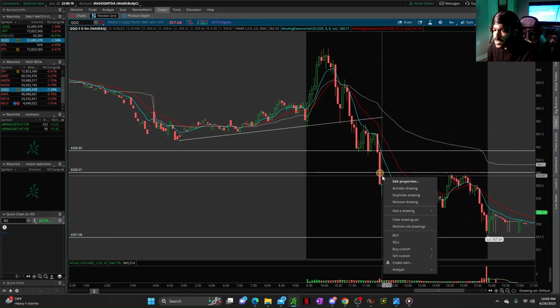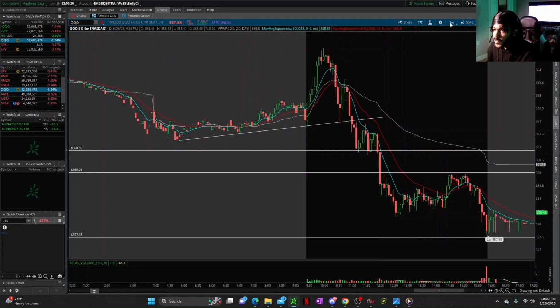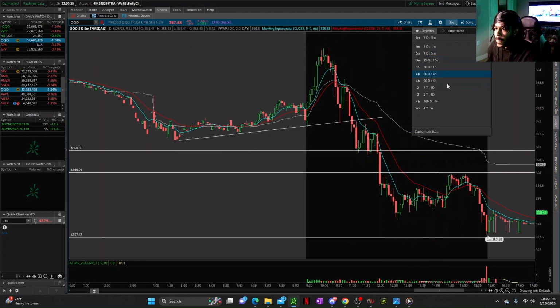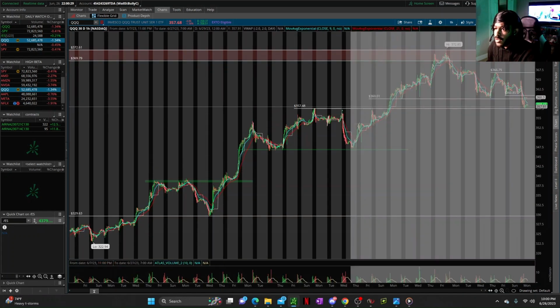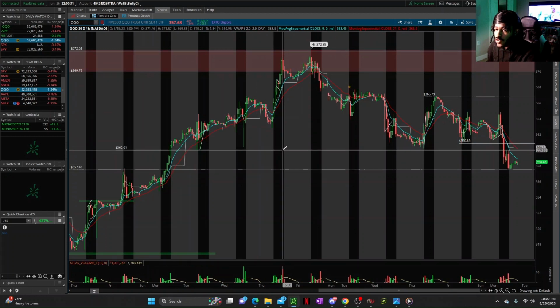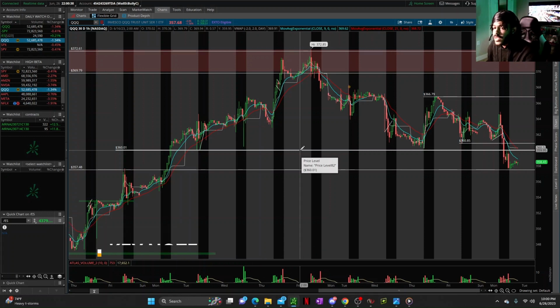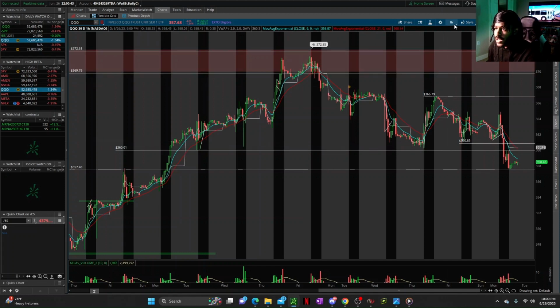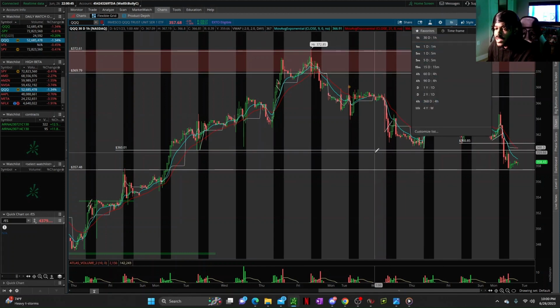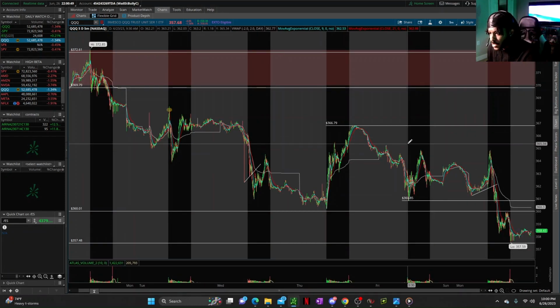But let's say, for instance, you did miss this trade, right? You could have played something I like to call the break and retest. Now, with the break and retest, we do know that this 360 level was a strong support level, right? So when support breaks, it then becomes resistance. So I want to look for an entry off of this 360 level back to the downside. And today presented that perfectly.